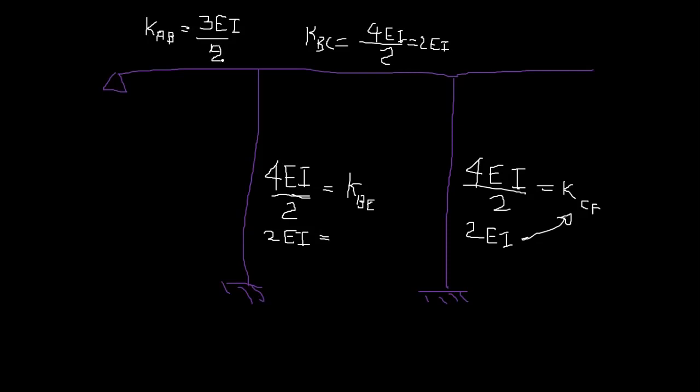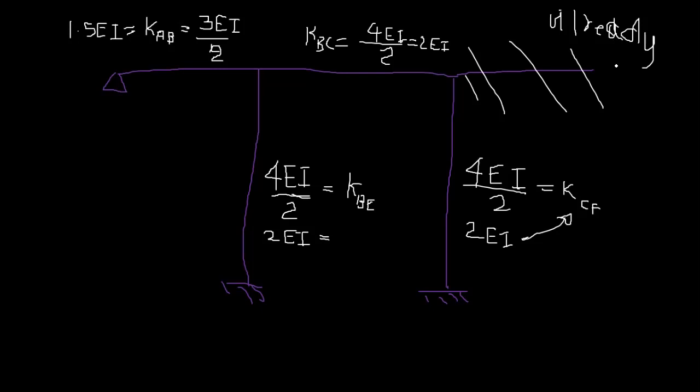So L is 2. That's going to be 1.5 EI, right? And this part we need not worry about, right? Already solved. This moment and this moment, right? So that's done. So I need to find the distribution factors now.